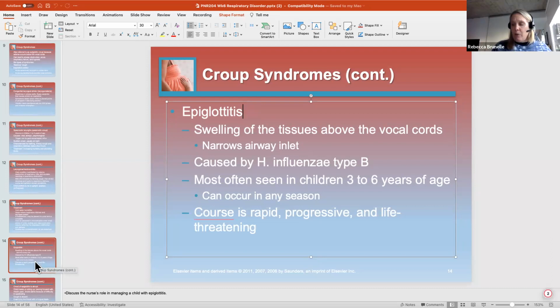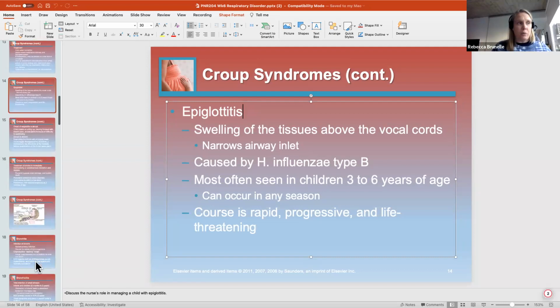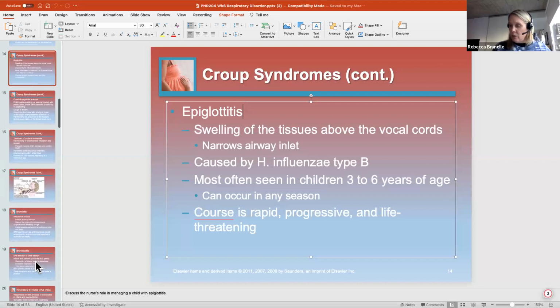So there are a couple of other things in terms of respiratory that are specific to kids, and I just want to go over a couple of things briefly. Let me look at my notes here.